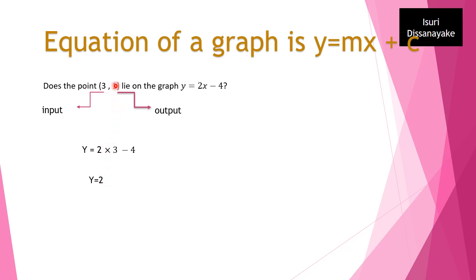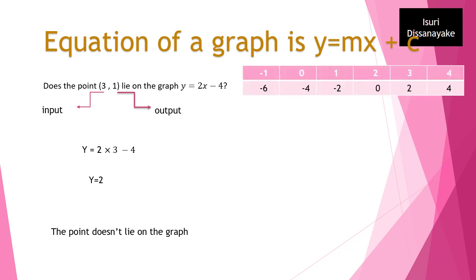It's not 1. So when you input 3, if you are not getting 1, then this particular point is not on this particular straight line. So what we conclude here is the point doesn't lie on the straight line. I'll show this to you graphically.